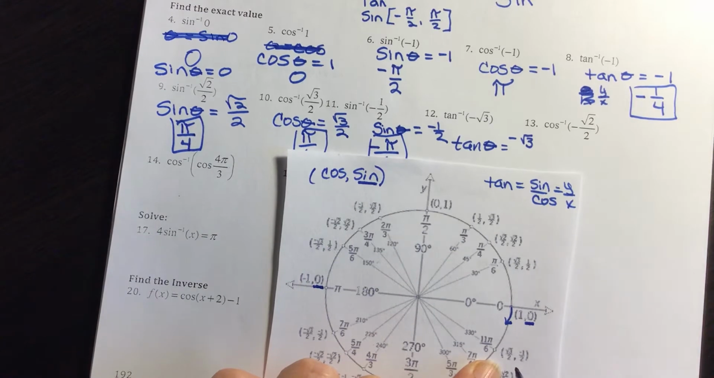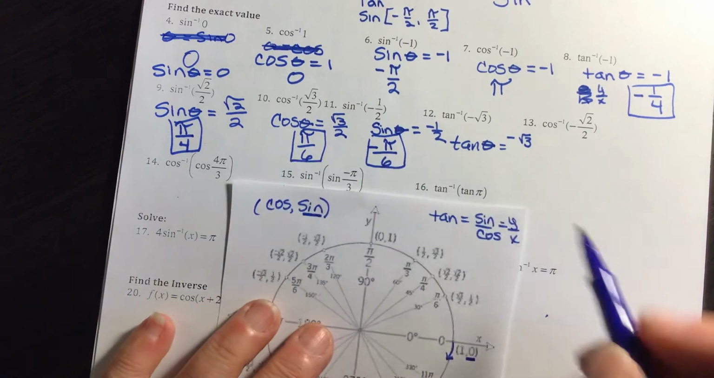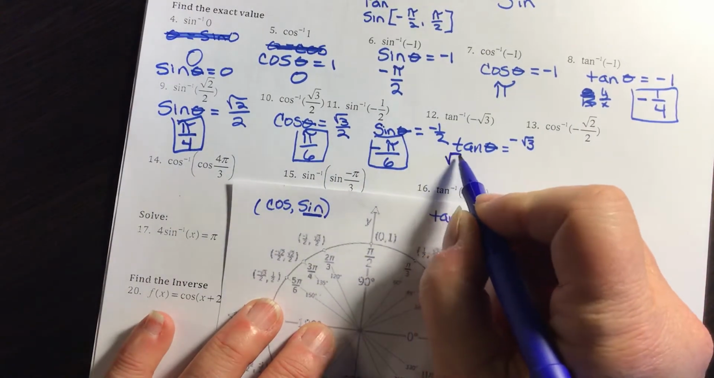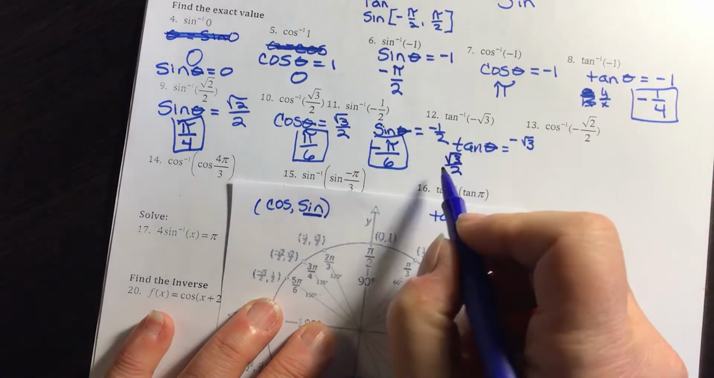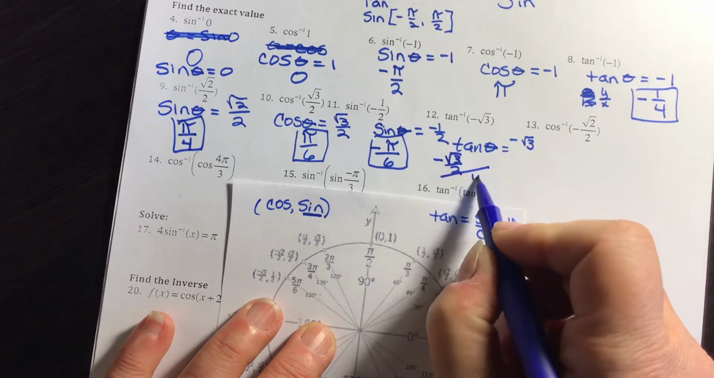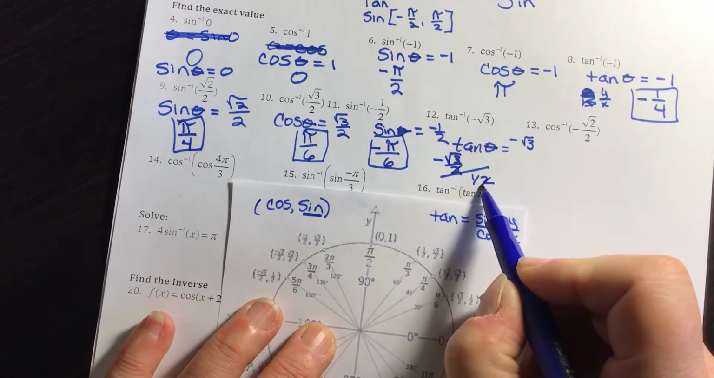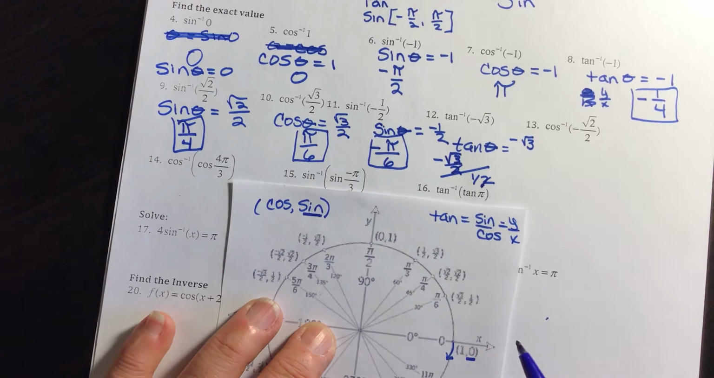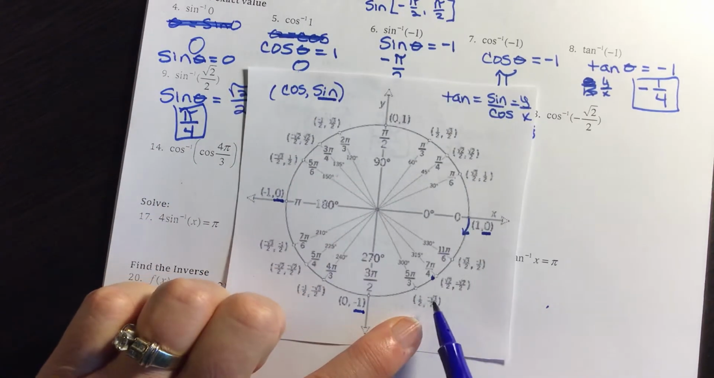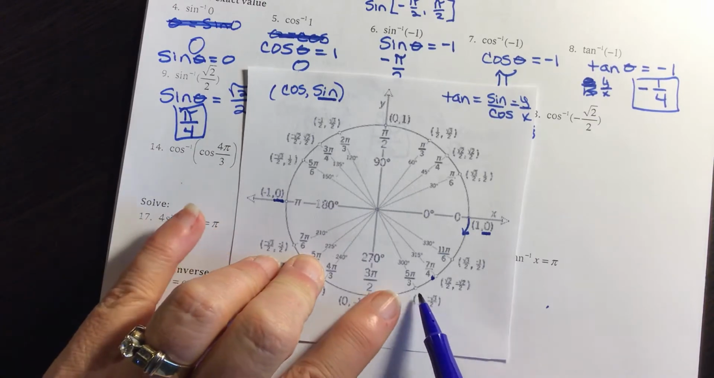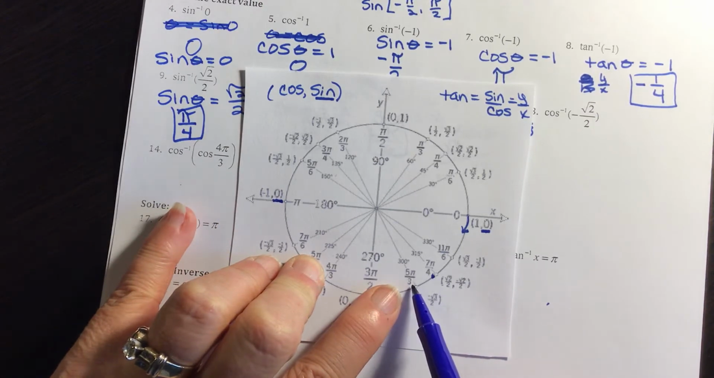So what I have here is I want my y value, which is sine, to have a negative square root of 3 over 2. All right, so this is what I'm looking at. Square root of 3 over 2, and that's negative, divided by 1/2. And if I were to multiply by the reciprocal here, the 2's would cancel, and that would be a negative square root of 3. So this is the angle I'm looking for, and this is 5 pi over 3.